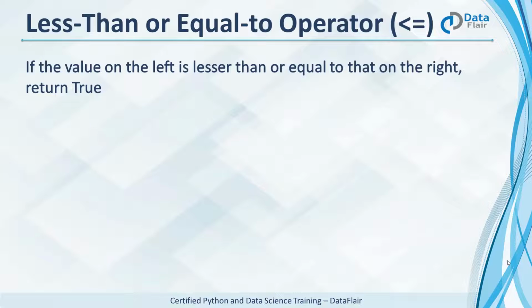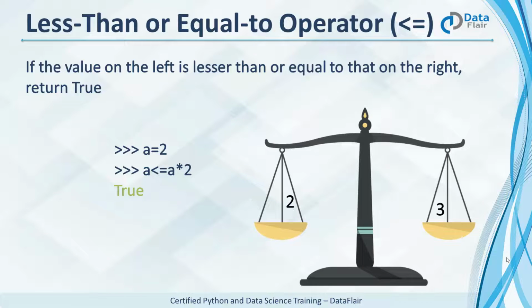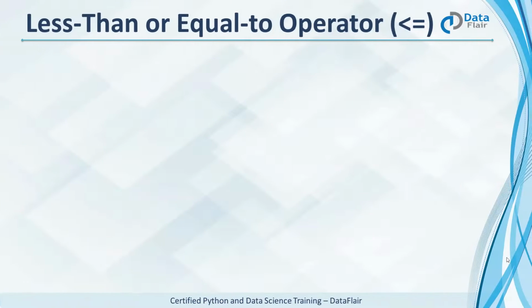The less than or equal to operator returns true if the first value is less than or equal to the second. Say A is 2. Is it less than or equal to twice of itself? That is certainly true. Time for more examples. Is 3 less than or equal to 3.0? Yes. Is 0.1 less than or equal to 0.5? Yes, it is.